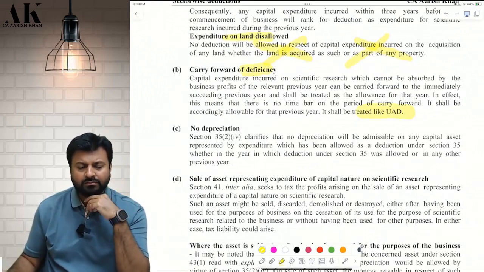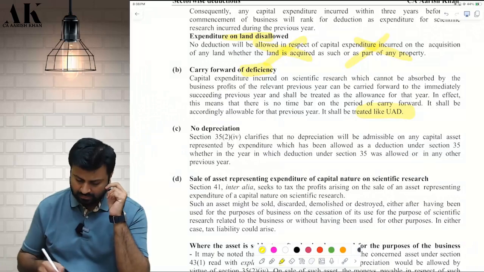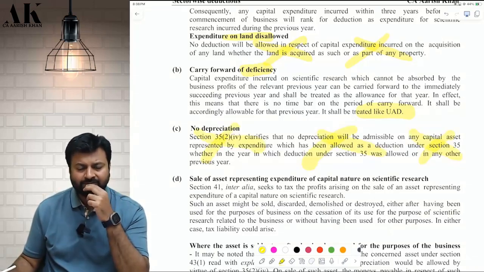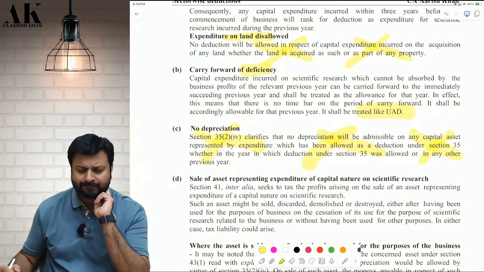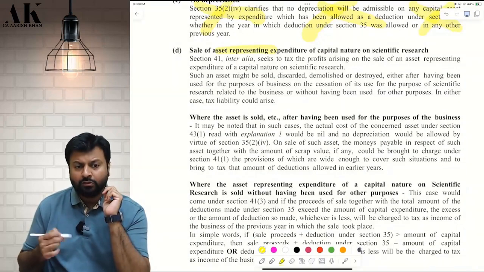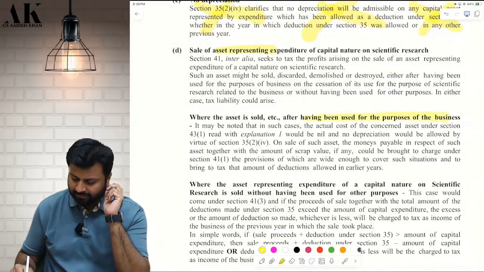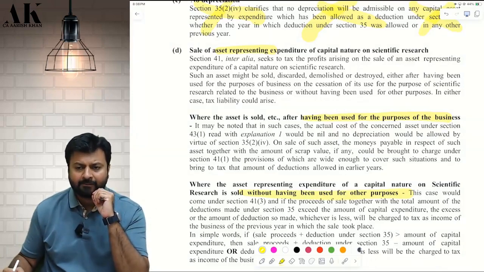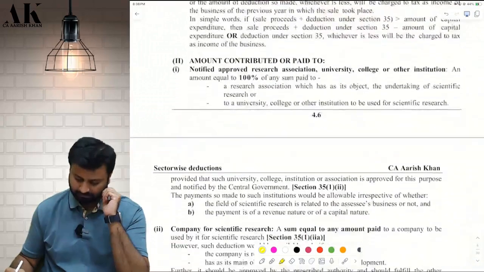See on the board. Depreciation not allowed. Agreed? Yes or no? And then later on, if you sell the asset, what will happen? That depends upon how you are selling it. If you are selling after using for business or without using for business, according to that, the treatment will change. Yes or no? Tell me fast. Yes, sir.